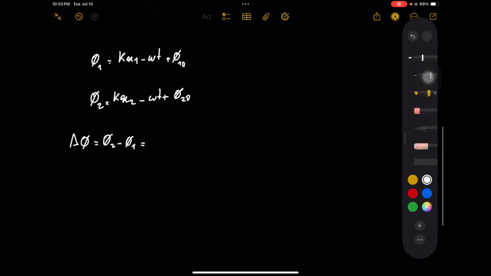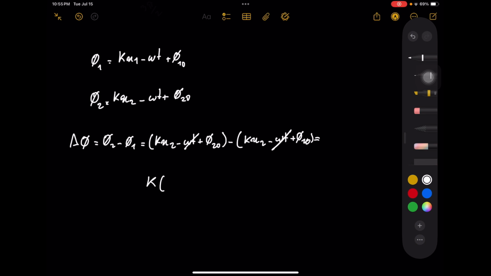Delta phi equals phi2 minus phi1. So if we subtract them, we get kx2 minus omega t plus phi20, minus kx1 minus omega t plus phi10. If we simplify it, the omega t terms cancel each other out, and k is constant, so it comes out of the bracket, and it would be k times x2 minus x1, plus phi20 minus phi10. So now, what is k? k is 2 pi over lambda. And notice that we can show x2 minus x1 as delta x.